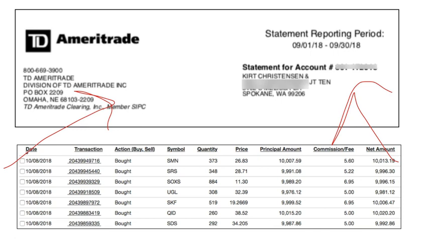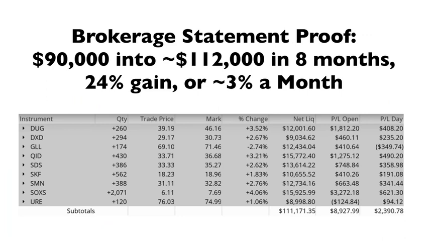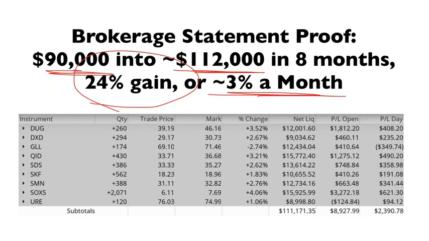So we showed you some of the hypothetical results of the system going back in time. And you'll remember that we talked about how since last year, we have published a model portfolio. The model portfolio is pretty simple. We started with $10,000 in each sector. We invested in the double ETFs, and we switched the money back and forth as we recommend. And here's the results since last year. We turned about $90,000 into about $112,000 in 8 months, which is a 24% gain or 3% a month. And you can see right here, here's some of the actual positions.